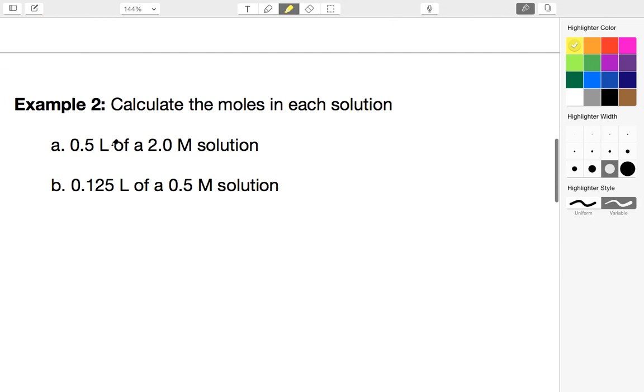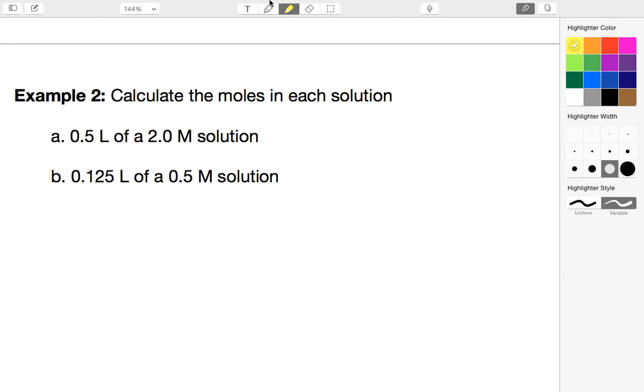Example number 2, calculating the moles in each solution. So in the last lesson, we calculated how many grams you can find in a solution given its molarity. So now we're going to calculate how many moles you can find. I'm just going to do problem A, and then I'll give you the answer to problem B at the end so you can try it on your own.